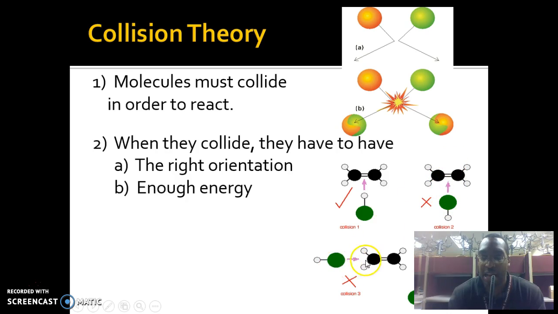If it hits over to the side right here with the green side in, that is not going to be what's necessary to cause a collision. If it's hitting with this white part in the wrong location, that is not going to be able to cause the reaction. So in order for these reactions to occur, the collisions have to be at the right orientation with enough energy to make the reaction work.